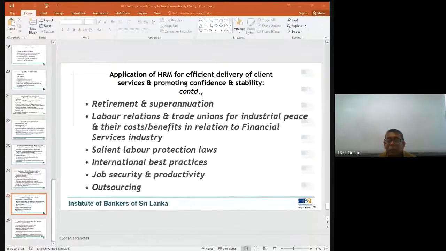I could not find the definition. How do we get the notes? What notes? It is available. Once you are registered with IBSL, they will forward all these documents to you.